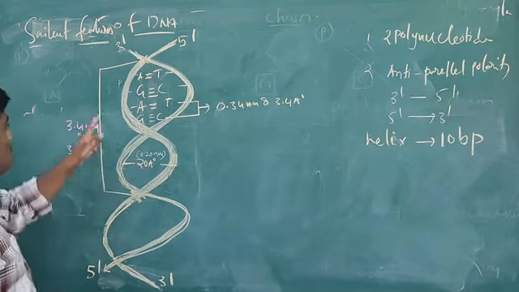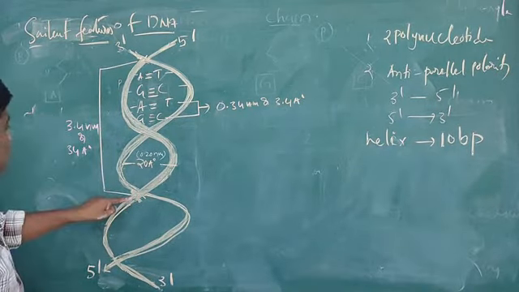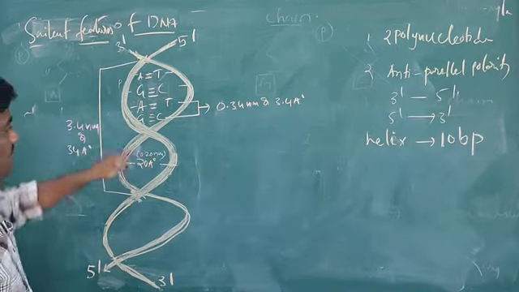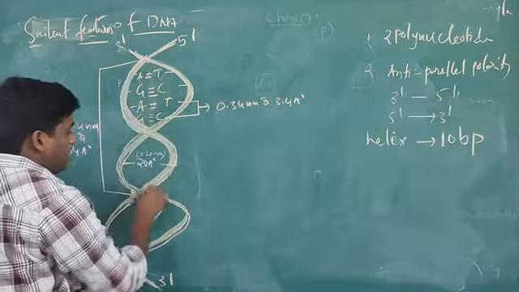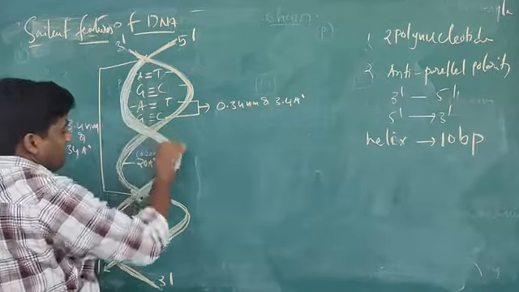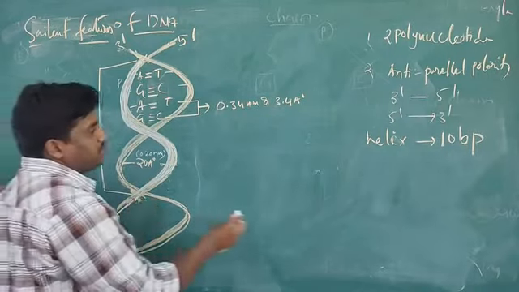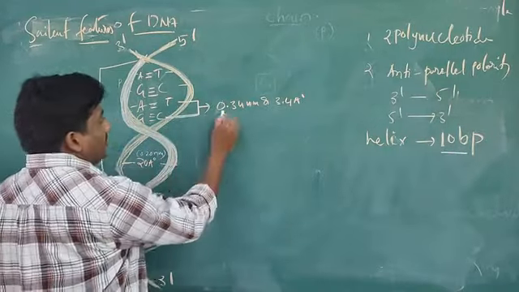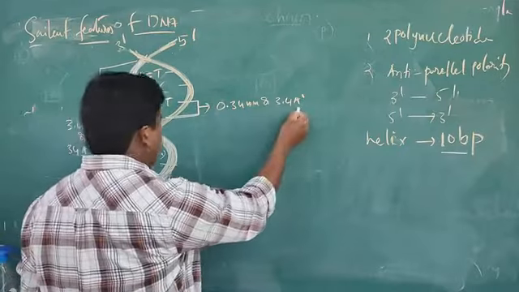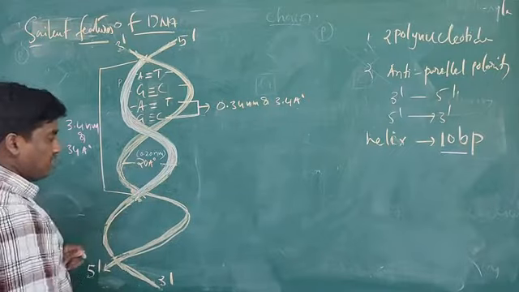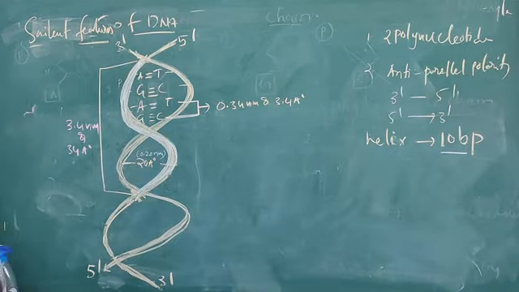So the pitch of the helix is 3.4 nanometers or 34 angstroms. And a single complete turn of this DNA has 10 base pairs. The distance between two consecutive base pairs is 0.34 nanometers or 3.4 angstroms. The distance between two strands is 20 angstroms, or 0.20 nanometers. That's it. Okay, these are the features, and there is another feature.